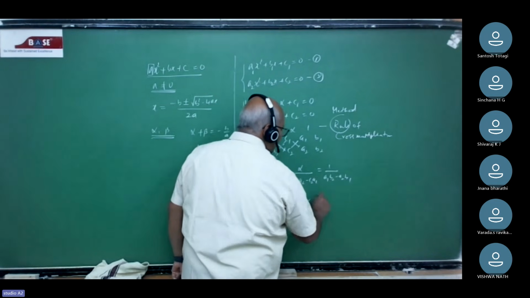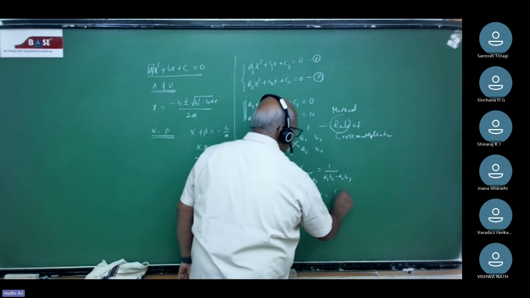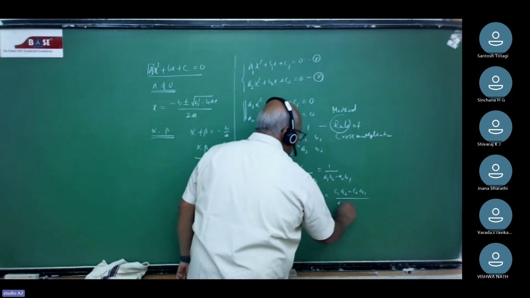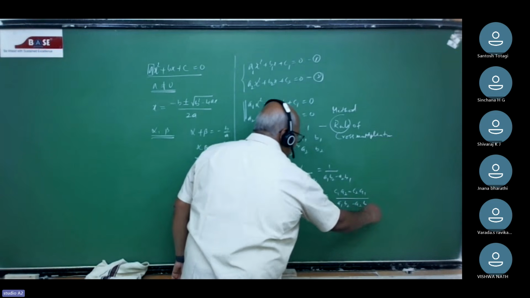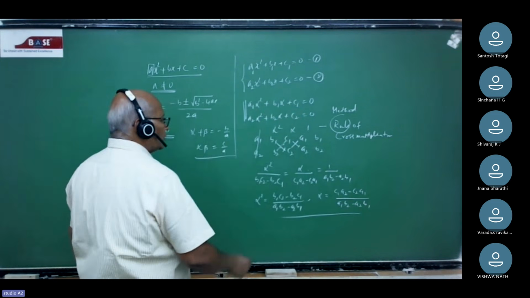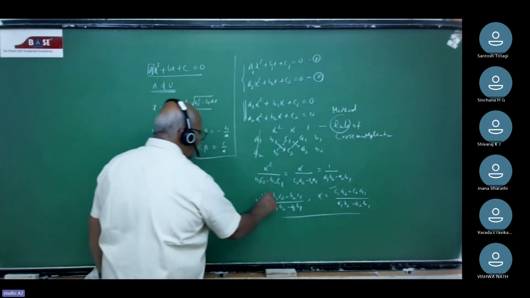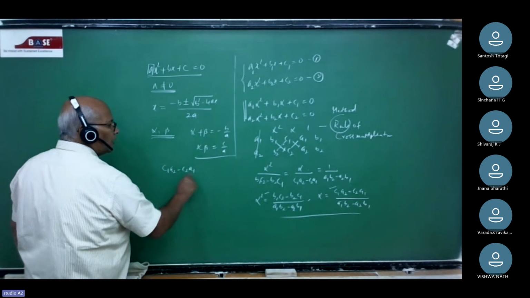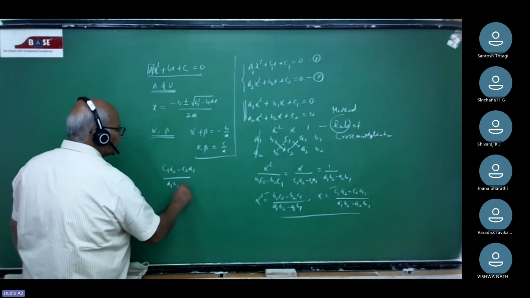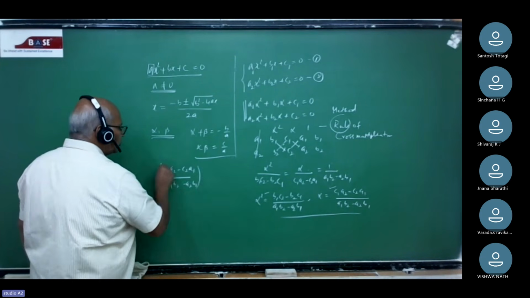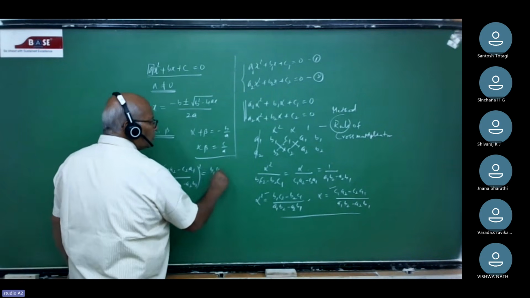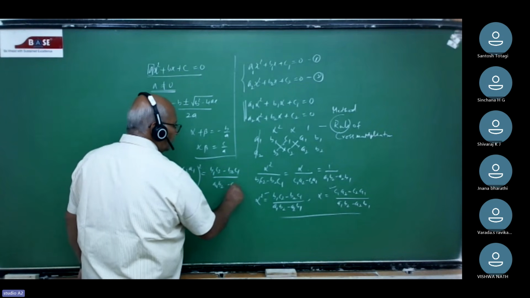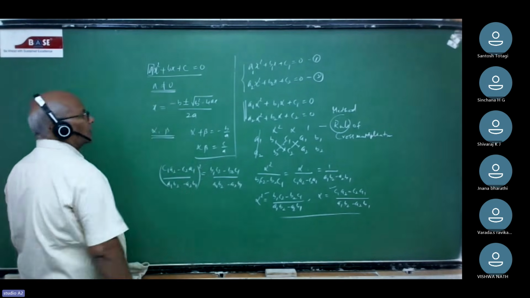Similarly, from these two equations, I can get alpha equal to C1 A2 minus C2 A1, divided by A1 B2 minus A2 B1. Now, you know what alpha and alpha square are, so I'm permitted to substitute the value of alpha over here. I'll get C1 A2 minus C2 A1 divided by A1 B2 minus A2 B1, the whole square, equal to B1 C2 minus B2 C1 divided by A1 B2 minus A2 B1. You can simplify this further.